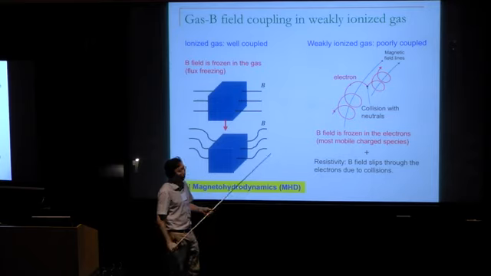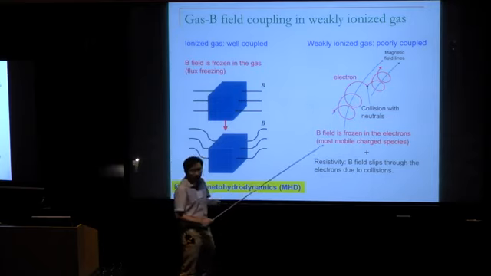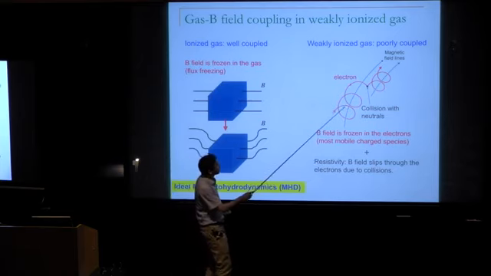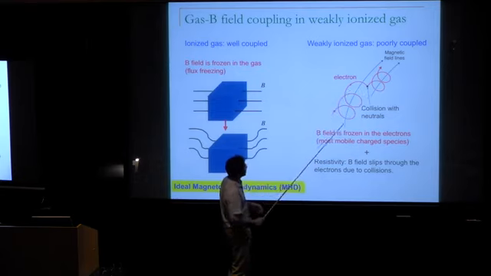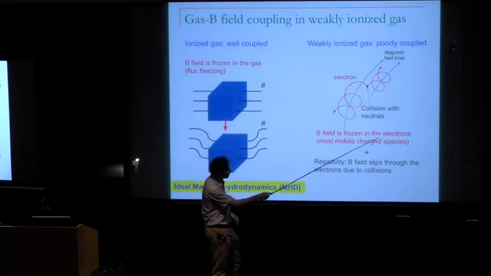okay, you have charged species, electrons, ions, and electrons are the most mobile species. And what electrons do is that they just gyrate around the magnetic field, and from time to time, they can collide with a neutral molecule. And after one collision, they sort of jump from one field line to another. So basically what happens is that field lines are frozen in the electron fluid, okay?